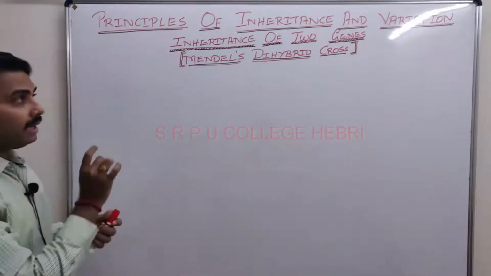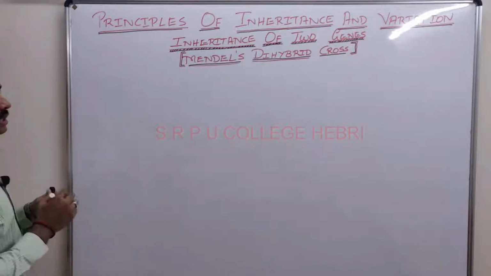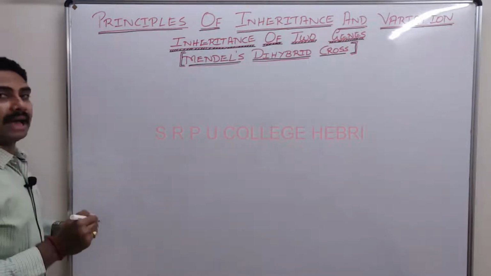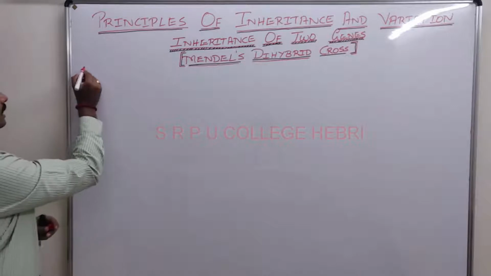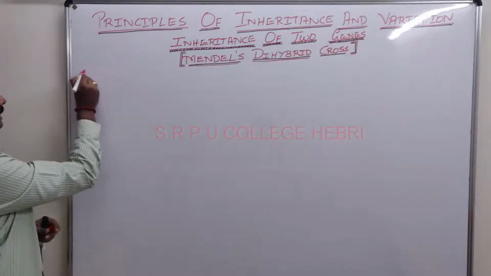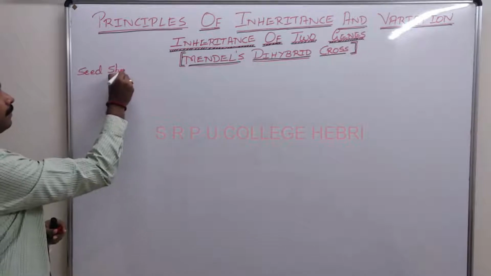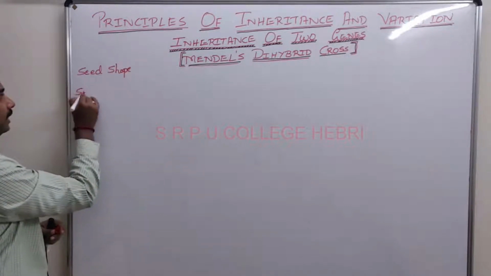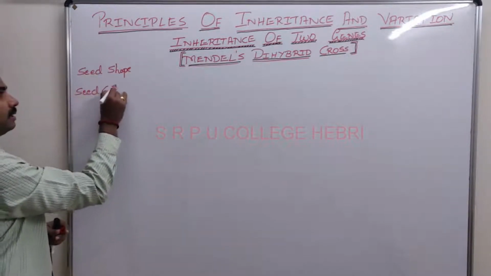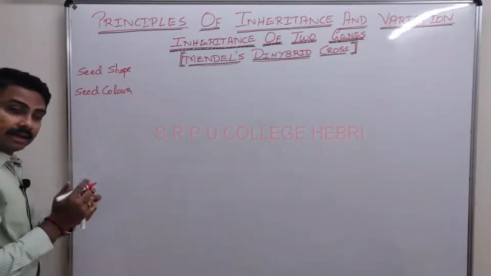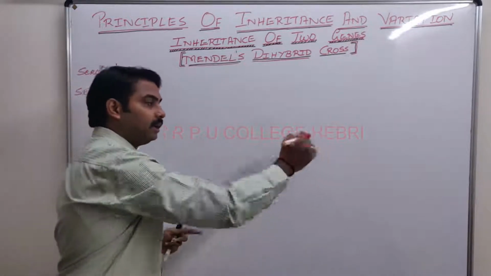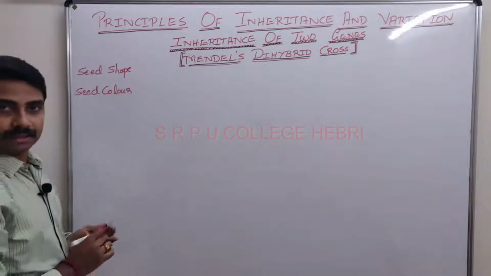So, in case of dihybrid cross, Mendel selected two characters. What are they? In that plant, one character is seed shape and another one is seed color. At a time throughout the experiment he focused on two characters.